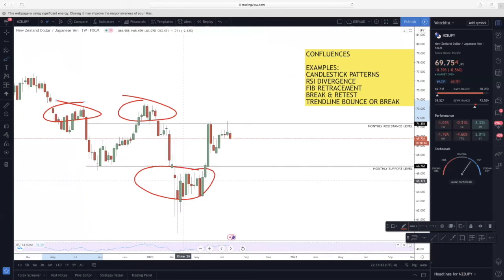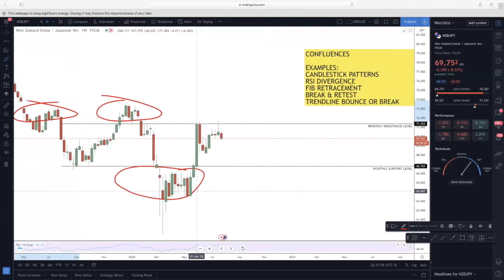Look at all these candles. You've got all these dojis, all these bullish engulfings, piercing patterns. It just doesn't make sense, right? But look what happened.